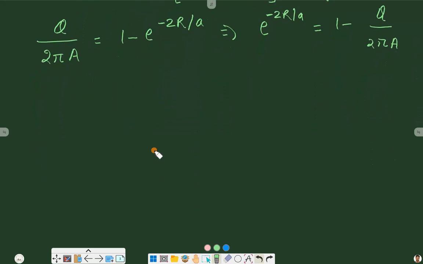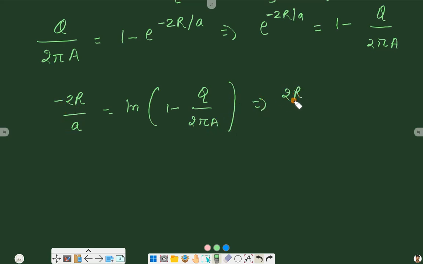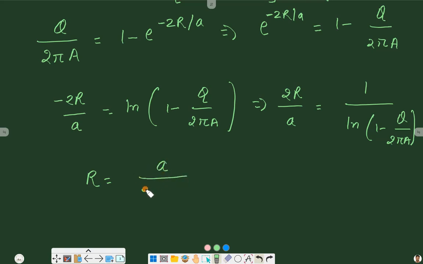We can further arrange it by taking ln of both sides. So this will be minus 2r by a is equal to ln of 1 minus q by 2 pi a. Now we have to arrange this negative sign also. So r will be a here and 2 will come down in the denominator. So r will become a by 2 ln of 1 minus q by 2 pi a.